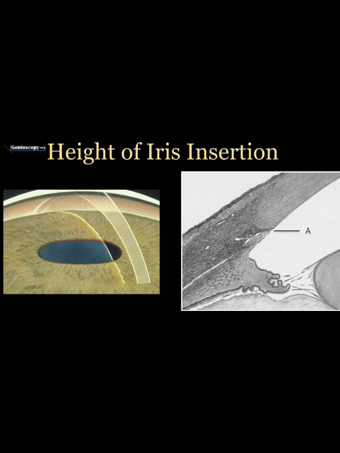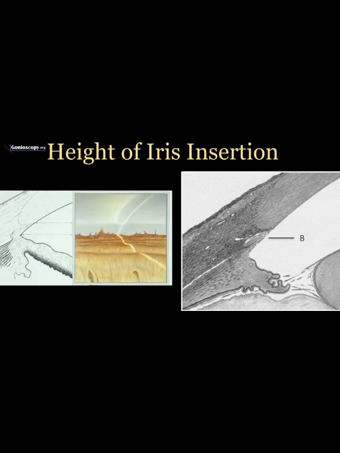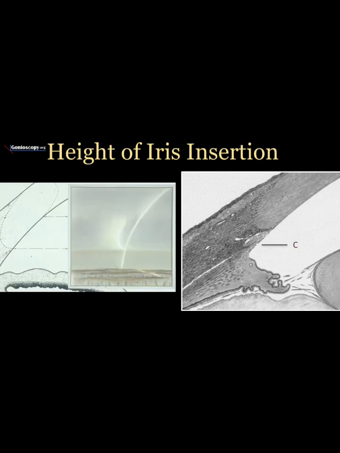Just an example of what that might look like. B is behind Schwalbe line, but in front of scleral spur, so it's inserting somewhere in the trabecular meshwork, like that. C, we use the second letter of scleral spur. C is at scleral spur, so the entire trabecular meshwork is visible, but nothing deep to that, like in this picture on your left.